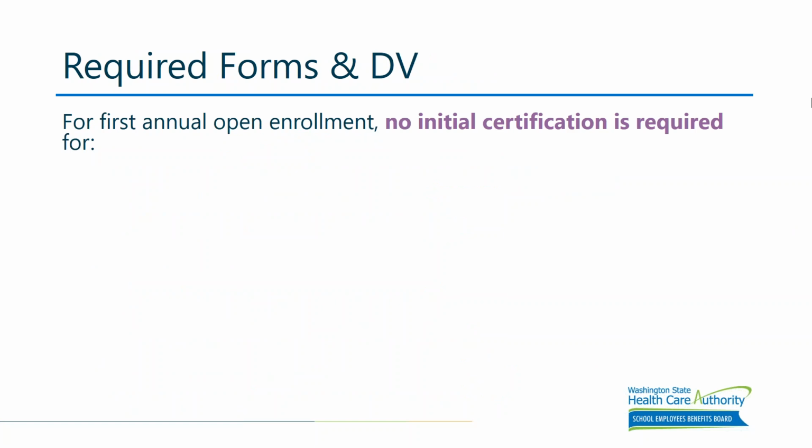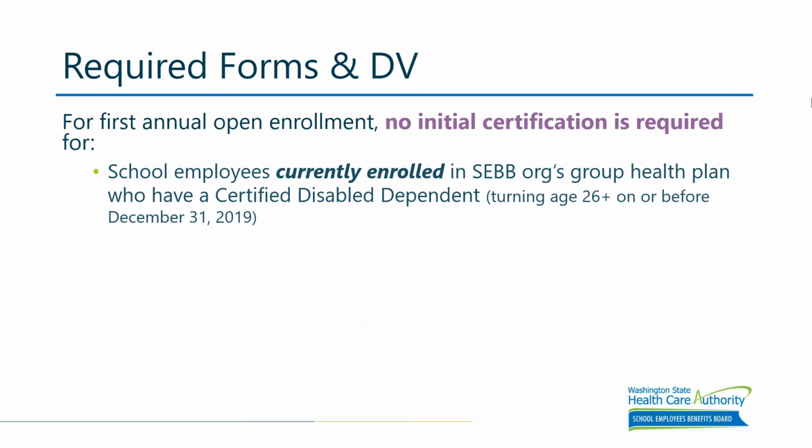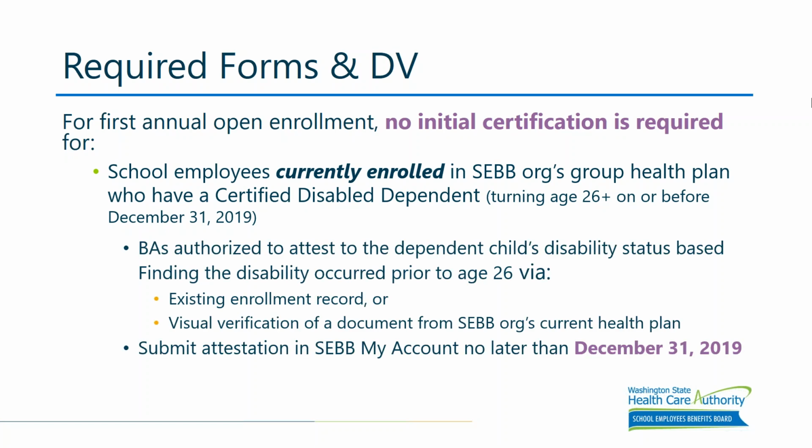So here's another exception just for first annual open enrollment, and that is that no initial certification is required for school employees who are currently enrolled in your suborganization's group health plan if they have a certified disabled dependent, of course, who's age 26 plus on or before December 31st, who's already been certified. So they are currently enrolled and they have already been certified.